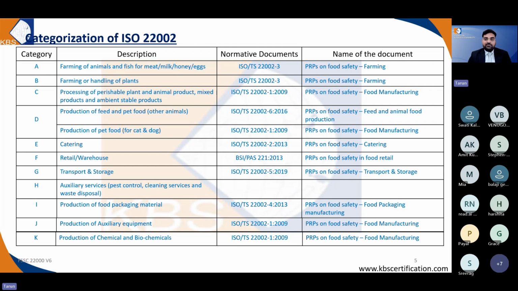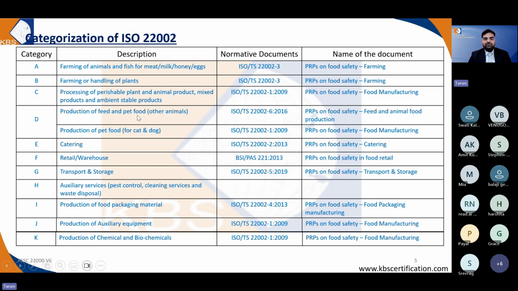It is not a farm. It is something after the farm. You purchase from the farm, now you are making the product. For example, you want to make canned vegetable, or you want to make some frozen vegetable. That category will come in this category. In this PRP, ISO 22002-1:2009. This is for the manufacturers, not for the farms.